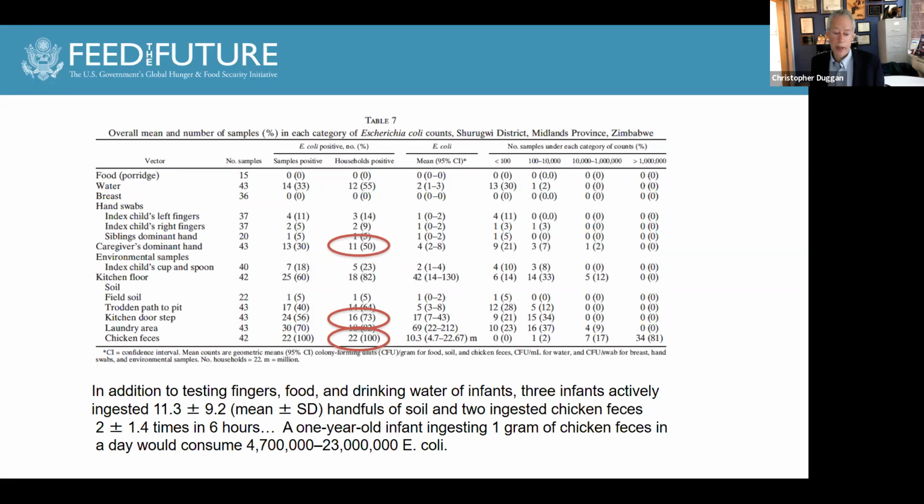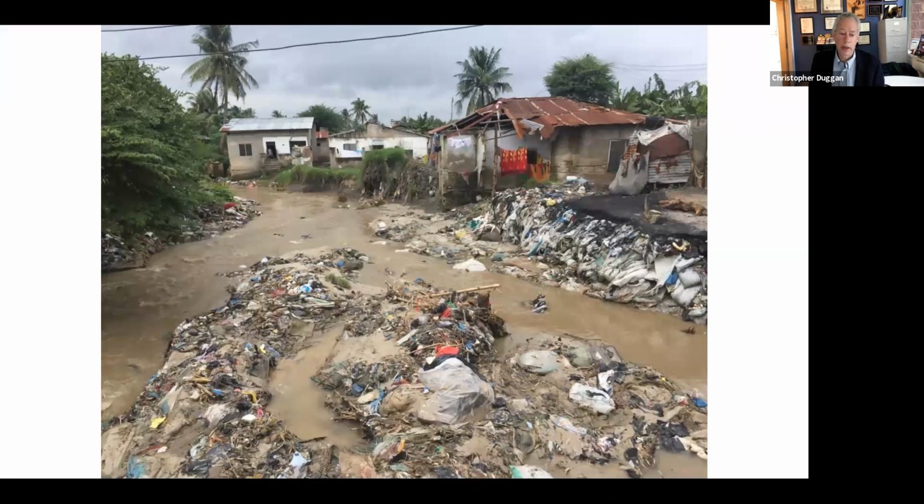In addition to testing the fingers, food, and drinking water of infants, these observers noted that children were eating handfuls of soil, and 2 ingested actual chicken feces a couple times in the 6 hours of observations. The calculation would be that if you eat 1 gram of chicken feces a day, they would expose their gastrointestinal tract to up to 23 million copies of E. coli as a species. So, confirming in an ingenious observational way what we know intrinsically: children who grow up in poor communities, next slide, unfortunately communities that look like this, that have inadequate resources for waste disposal and use of good drinking water, have problems with their gastrointestinal tract.